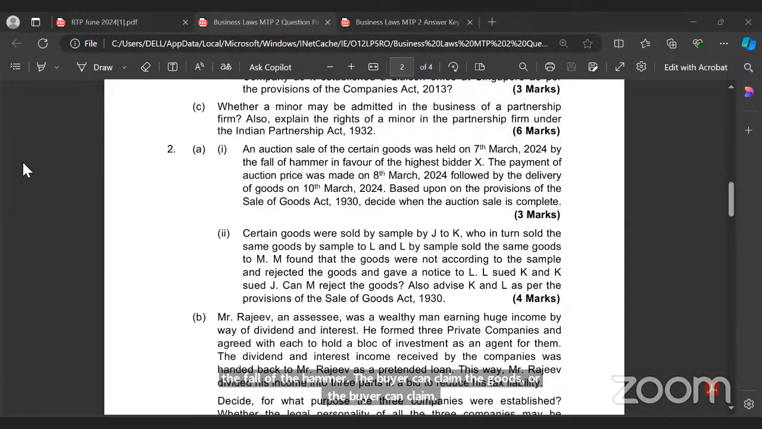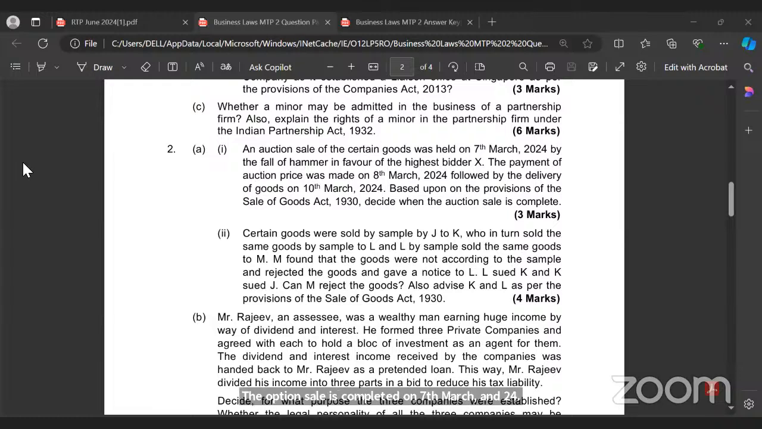Answer. According to Section 64 of the Sale of Goods Act 1930, the sale is complete when the auctioneer announces its completion by the fall of the hammer or in any other customary manner. In the given question, the auction sale is completed on 7th March 2024.